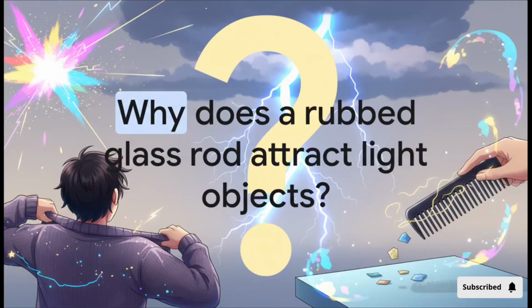Okay, let's kick things off with a simple observation. We've all seen sparks flying off a sweater when we take it off in dry weather. Or witness the incredible power of lightning during a storm. You've probably even done that classic trick where you rub a plastic comb on your hair and use it to pick up tiny bits of paper. But what exactly is happening there at a fundamental level? Why do these seemingly neutral objects suddenly exert this mysterious pulling force?